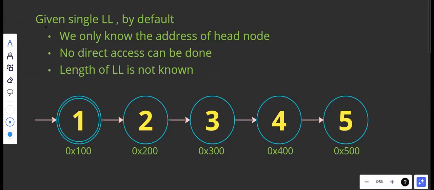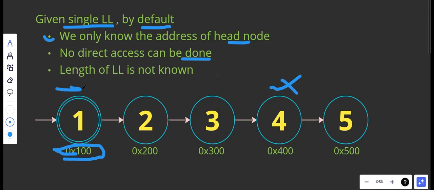First, we will see a few points regarding the single linked list. So by default, we only know the address of the head node. So given a linked list, initially we only know the address of the first node. Second point says no direct access can be done. So like in an array, we access any of the positions directly. We cannot access in a linked list. So suppose if someone asks, can we access the fourth node of the linked list? We cannot access it directly. We have to traverse the linked list one by one from the beginning, and then only we can access.